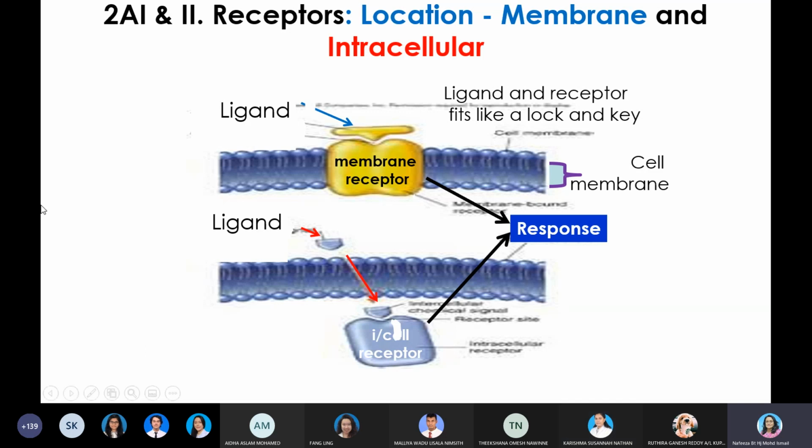Fantastic. Very good. Yeah, they have to be lipophilic. They have to be lipid soluble. Otherwise, it cannot go, right? They cannot cross and they cannot reach the intracellular receptor. So this one, they need not be lipid soluble. Why? Because it's on the membrane and it's very accessible.